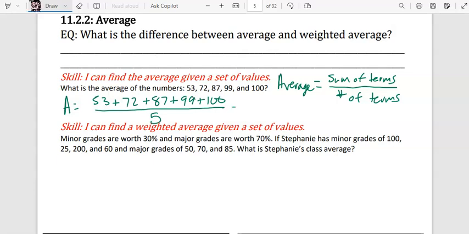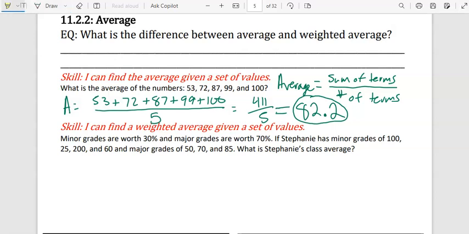When we add these numbers together, we get 411. And then if we divide by 5, it's going to equal 82.2. So the average is 82.2. Could also round down to 82.